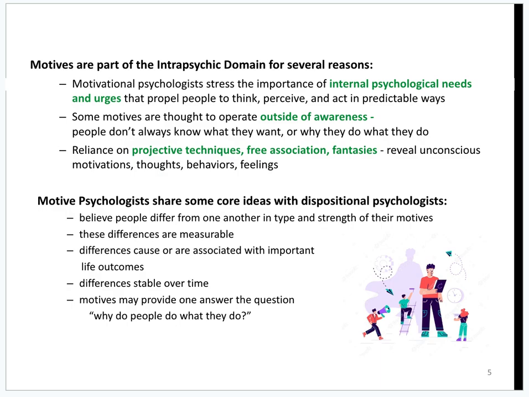Motive psychologists share some core ideas with dispositional psychologists. They believe people differ from one another in the type and strength of the motives. People have individual differences here. You can measure these differences. They're stable over time. And what is important is that these differences cause or are associated with important life outcomes.